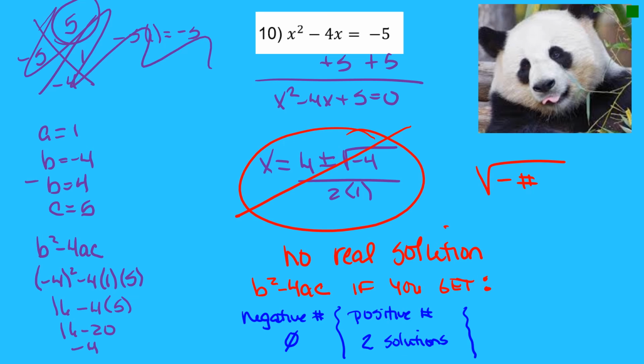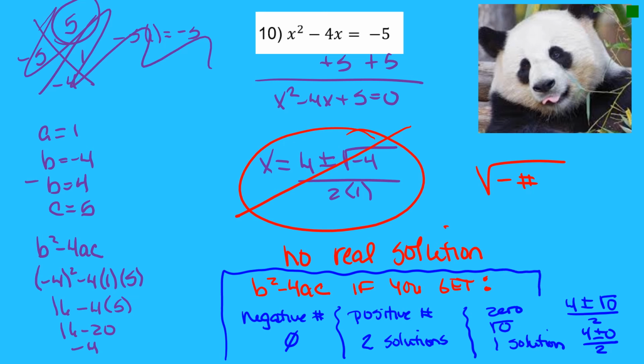We have not done this one, I don't think, but if you get 0, so if you end up with the square root of 0, you only get 1 solution, because what's happening is, let's pretend this was that one. You'd have this 4 plus or minus the square root of 0 all over 2. Well, the square root of 0 is 0 all over 2. So 4 plus 0 is 4, 4 minus 0 is 4, so you only get 1 solution. This is just one of those cool little things that the SAT people actually like. How many solutions will you get?